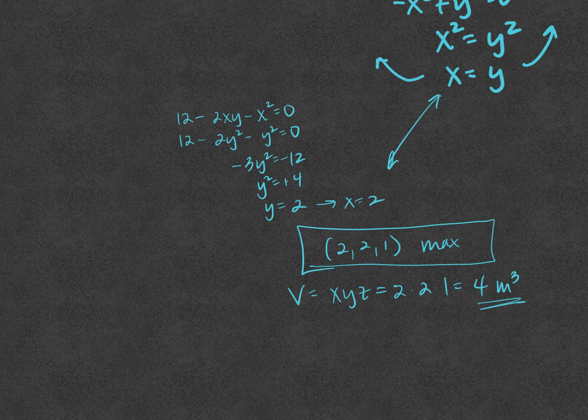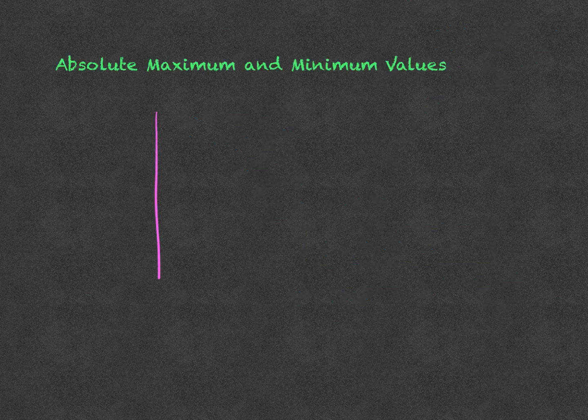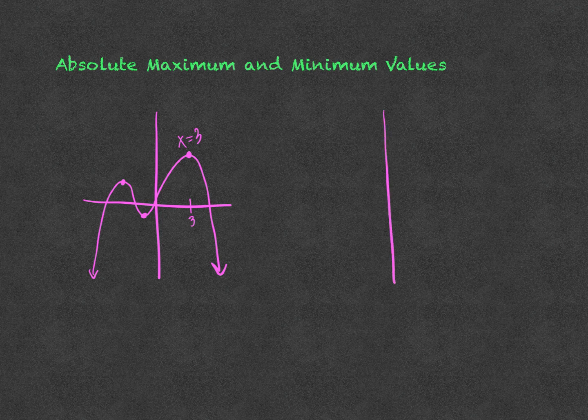Now, there's one more thing we need to talk about before we wrap up this section, and it is absolute maximum and minimum values. Now, as we learned in lower mathematics and in Calc 1, in this graph we have a minimum here and a maximum here. And at this point, x equals some number like 3, we have an absolute maximum because it's absolutely the highest point on the graph. And that translates the same into our vectors and our surfaces in 3D space.